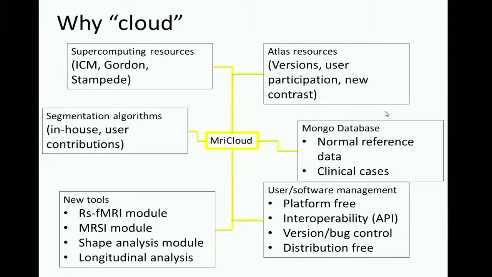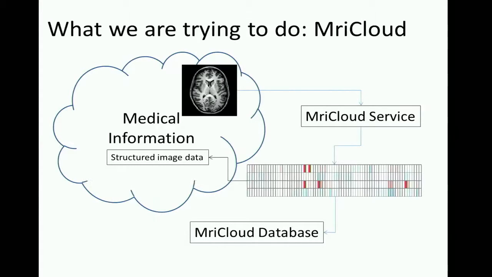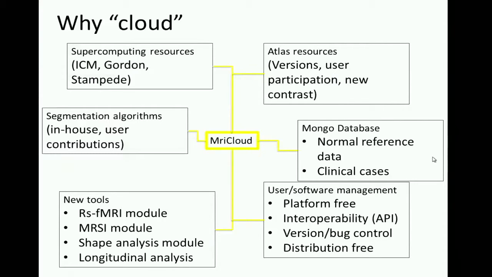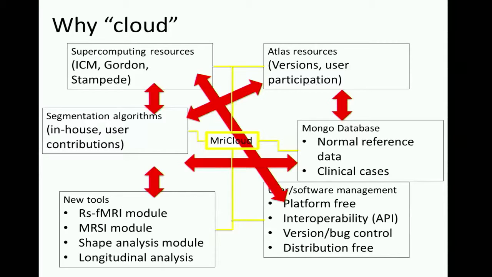Another thing is that we want to develop this database. The way it works is that when you submit the data, we will provide the option: do you want to erase this data within a few weeks, or are you willing to donate this barcode to us? In this way, we can build a database of normal and clinical cases, which can be one way to build a large database. These boxes can interact very easily in the cloud platform.